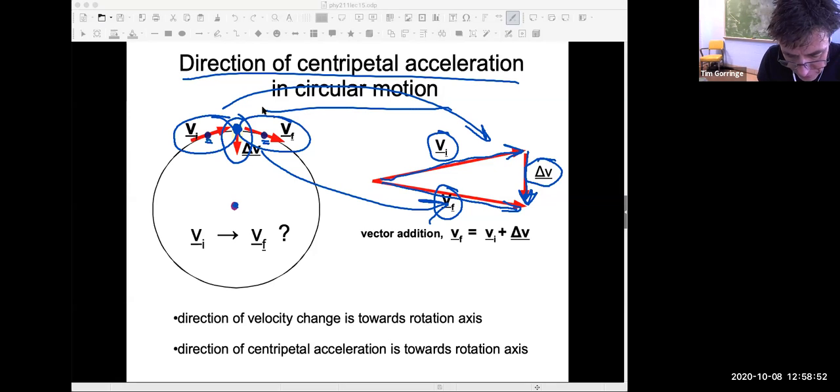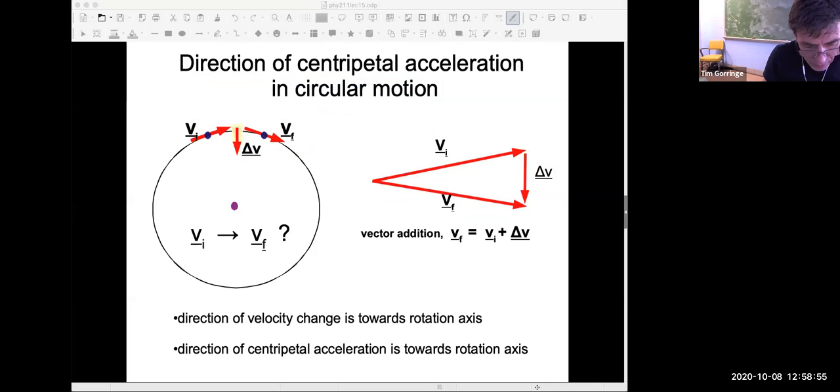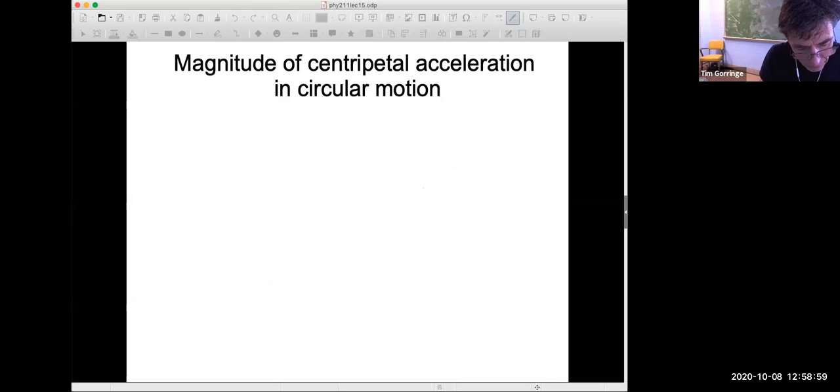Okay, so that's the direction. Now let me move on to the next slide, and let's look at the magnitude of the centripetal acceleration. How big is it? Well, you might guess right. You've got big circles, small circles. You've got fast-moving circling things, slow-moving circling things. It will depend on the radius of the circle, and on the magnitude of the velocity. That all makes sense to me.